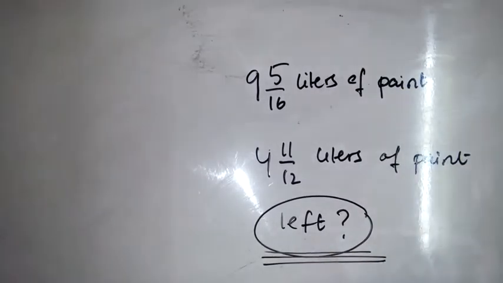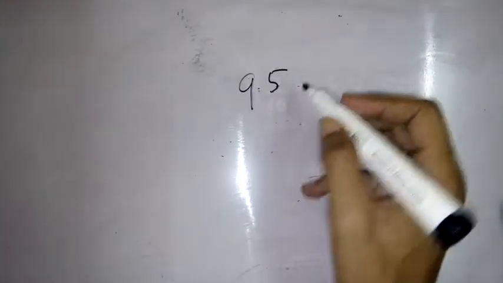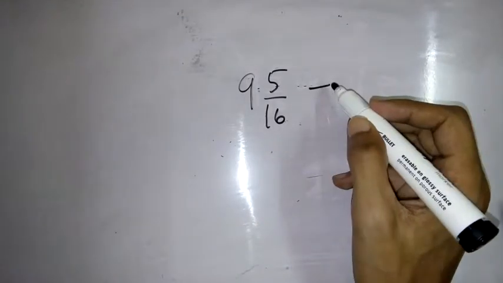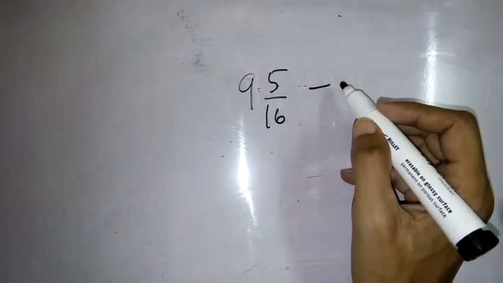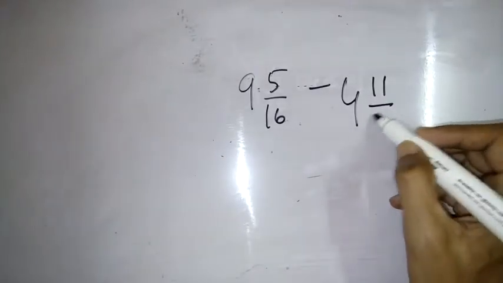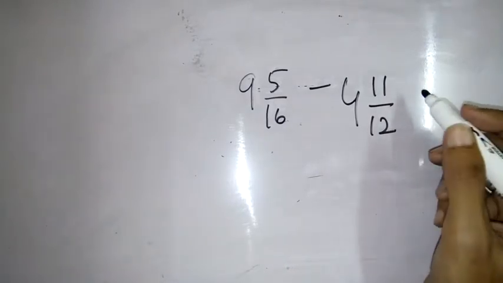So now how do we write this? How will you write this in terms of a mathematical problem? 9 whole number 5 upon 16 minus 4 whole number 11 upon 12. Very good. Excellent. This is how you're going to write it. Now what is step 1?